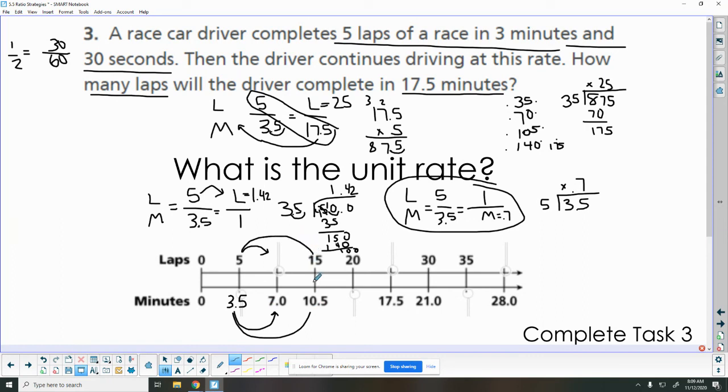5 times 3 is 15. How did I get from 5 to 20? Well, I times by 4. So now I'm going to do 3.5 times by 4. So each time I'm just going back and forth. How did I get from here to here? And then we do the same thing to the other side to keep them equivalent. So let's go ahead and complete task 3 here.